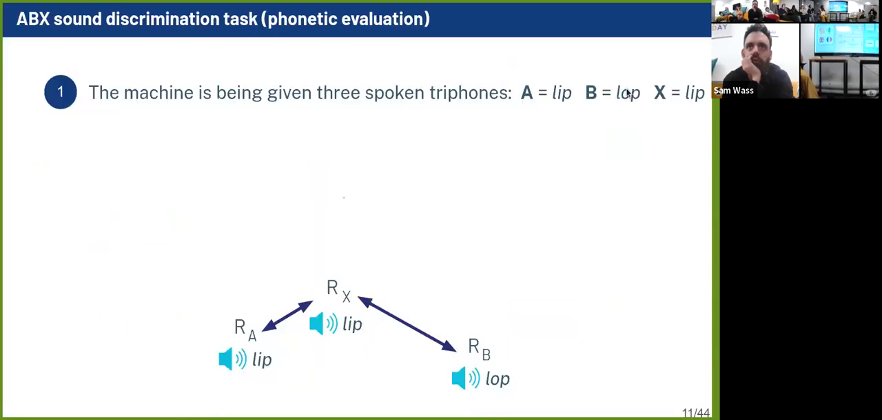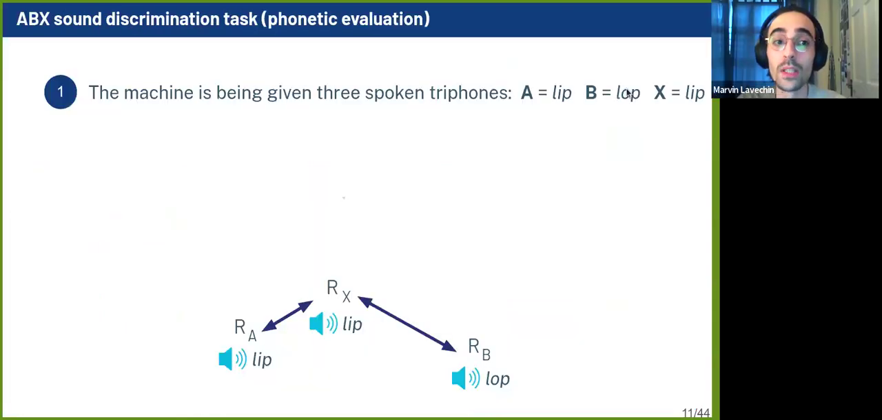Awesome. All right, so for the phonetic evaluation, we use an ABX paradigm that is actually used to evaluate sound discrimination capabilities, not in infants, but in adults.